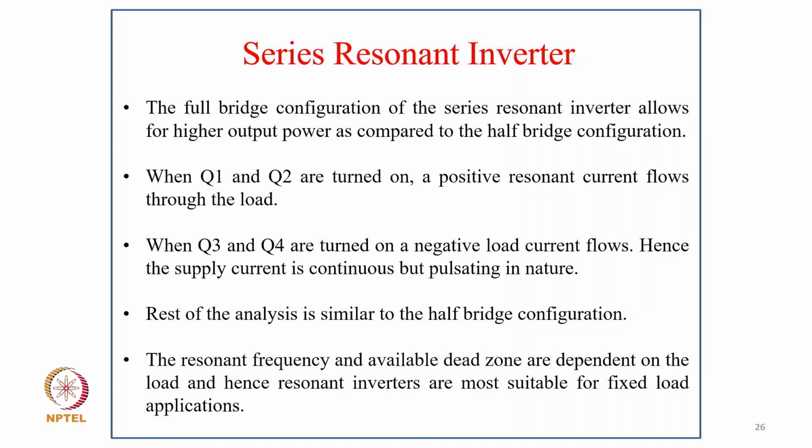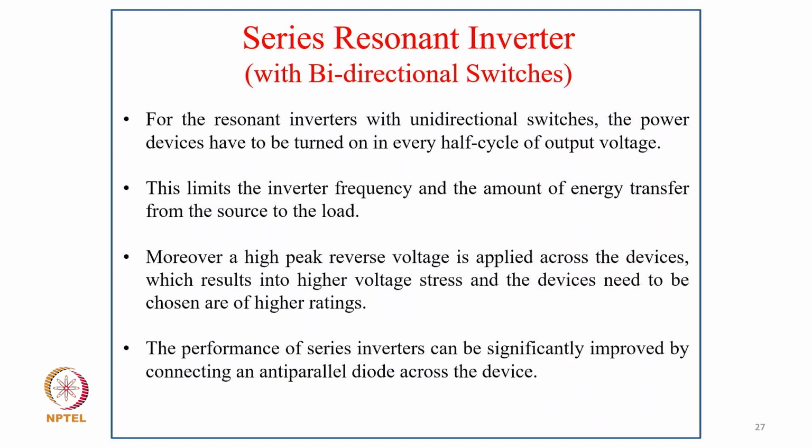So resonant frequency and available dead zone are dependent on the load, and hence the resonant inverters are most suitable for fixed load applications. So now coming to the typical series resonant converter with bidirectional switches. For the resonant converter with unidirectional switches, the power switches have to be turned on in every half cycle of the output voltage. So this limits the inverter frequency and the amount of energy transfer from the source to load. Moreover, a high peak reverse voltage is applied across the devices, which results in higher voltage stress, and the devices need to be chosen of high rating, and the performance of the series inverter can be significantly improved by connecting an anti-parallel diode across the device.